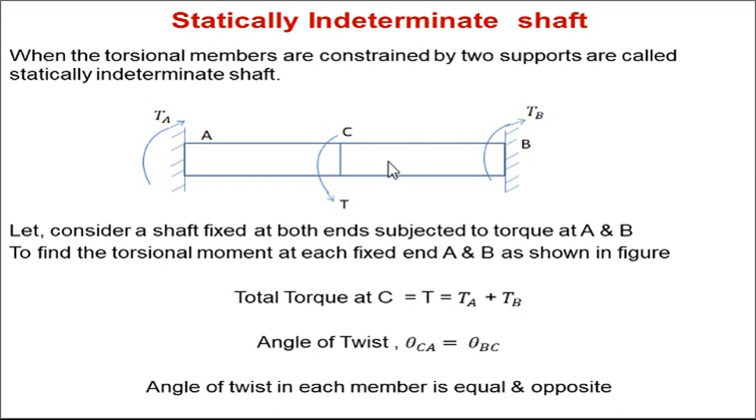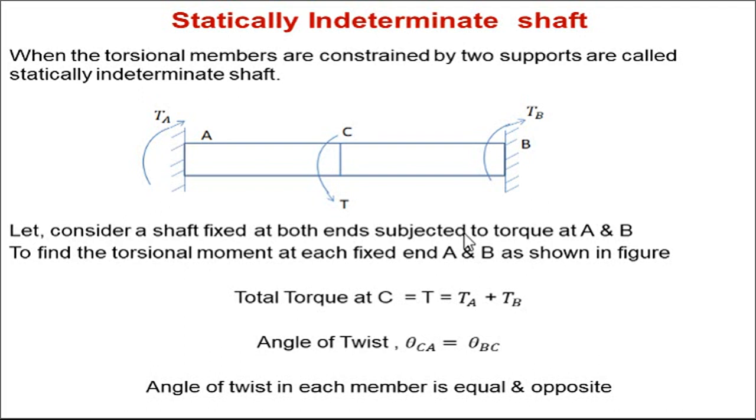Suppose this is the center, or one point in the shaft, so it makes two portions. One portion is the AC portion and another portion is the BC portion. At that time the angle of twist in both of these portions is equal, meaning theta CA is equal to theta CB. So that is one of the conditions here in this indeterminate shaft.